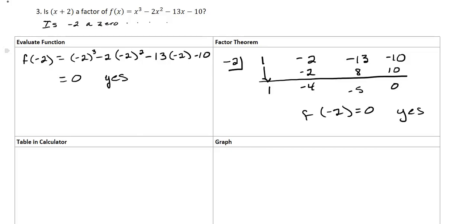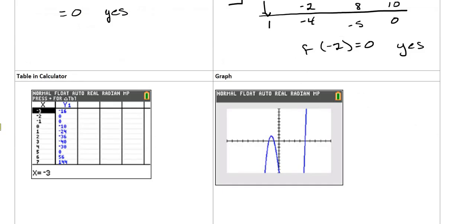Another way that I can figure out if x plus 2 is a factor is I can put my function into the calculator and graph it and look at the table or look at the graph. In the table, I can see that I've got the point negative 2, 0, so negative 2 is a 0, so that means x plus 2 is a factor. And according to my graph, I've got an x-intercept at negative 2. So again, that indicates that x plus 2 is a factor.